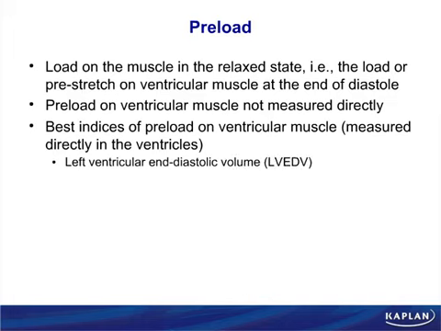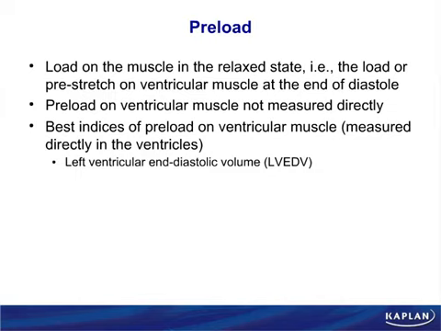Now, the best index of preload for the ventricle is left ventricular end diastolic volume. And hopefully this makes good sense. If we stop and think about it, we have a chamber, a heart sitting inside our chest. It fills up with blood. So what's going to stretch the walls? What's going to stretch the myocyte? More specifically, what's going to stretch the sarcomere will be the volume of blood in the chamber. And so left ventricular end diastolic volume, remember, preload is before it contracts. Left ventricular end diastolic volume is your best marker, your best index of preload.